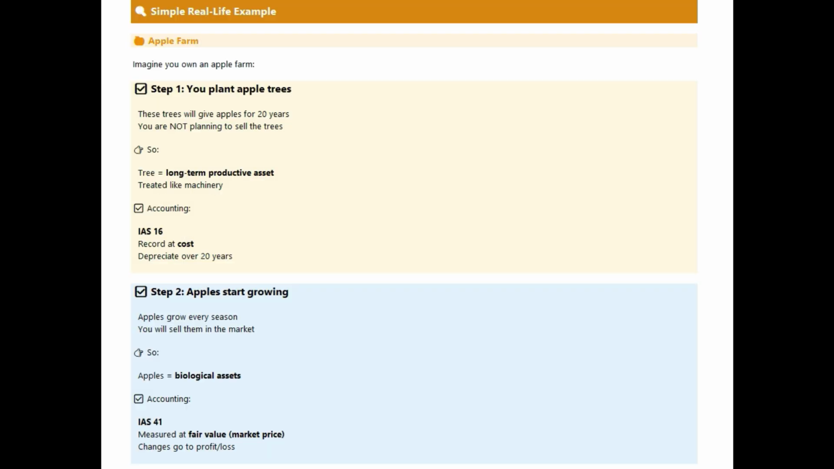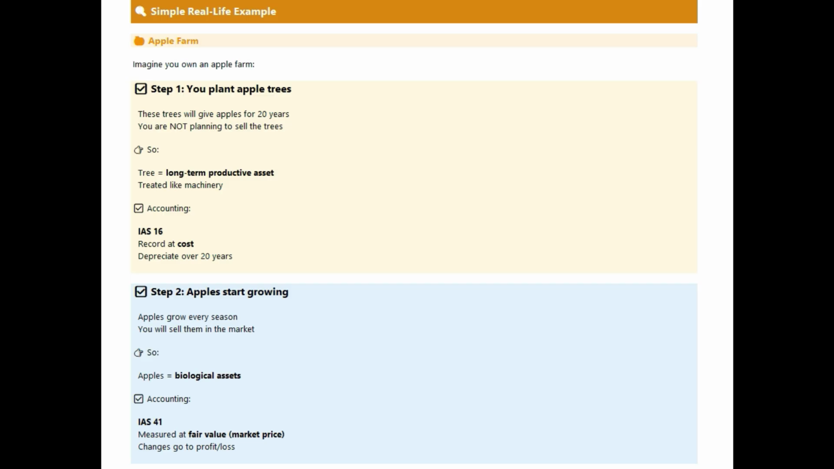Okay, now let's take a simple real life example. Imagine you own an apple farm. Step 1. You plant apple trees. These trees will give apples for 20 years. You are not planning to sell the trees. So the tree, which is a long-term productive asset, is treated like machinery. The accounting will be under IAS 16, recorded at cost and depreciated over 20 years.